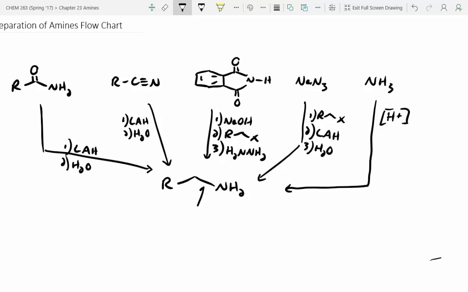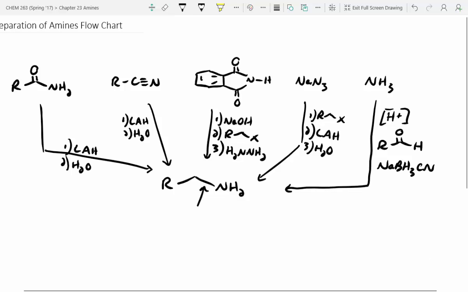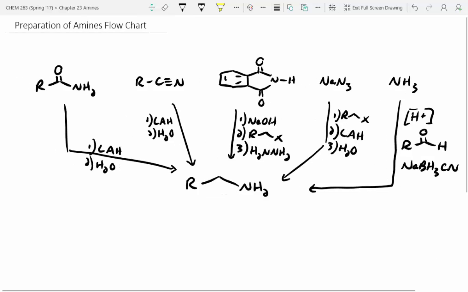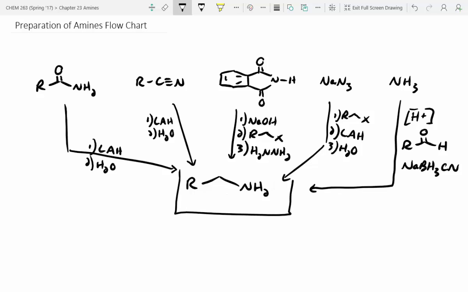We know that this position right there used to be a C=O double bond if we're doing reductive amination, which means that our carbonyl must have been some sort of aldehyde. And then we need to reduce it using sodium cyanoborohydride. And there you go. So these are all the ways we have for making primary amines. All of them work pretty well.